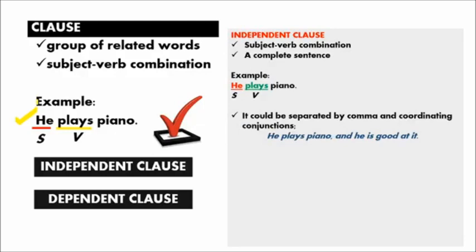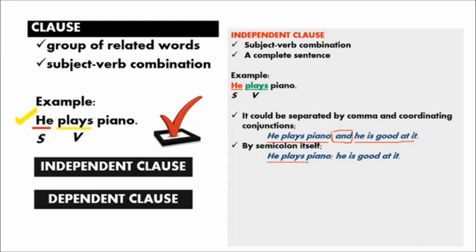Now, independent clauses can be separated by a comma and a coordinating conjunction, just like this one, a compound sentence. He plays piano, and he is good at it. The first independent clause is separated by a comma and then the coordinating conjunction, and the second independent clause. Or it could be separated by a semicolon itself.